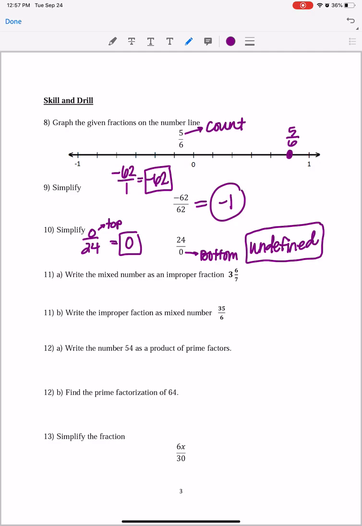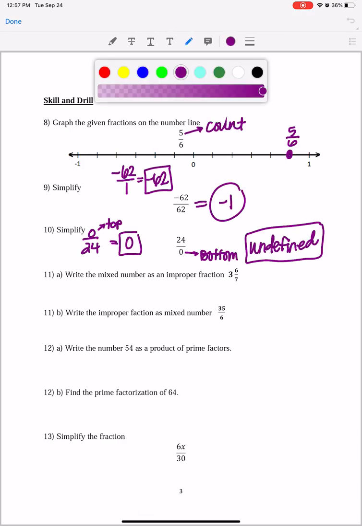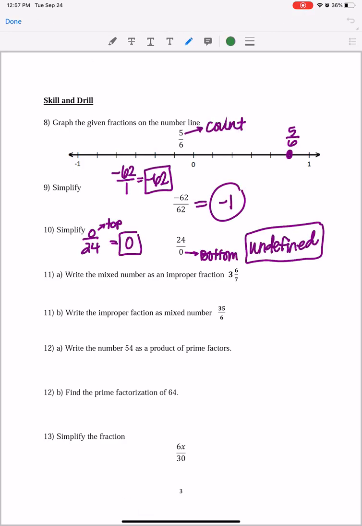11, we need to write the mixed number as an improper fraction. So to do that, you multiply the whole number by the denominator. And then you're going to add that to the top number. So 3 times 7 is 21 plus 6 is 27. And then it's going to stay all over the same denominator. So it's going to stay all over 7.